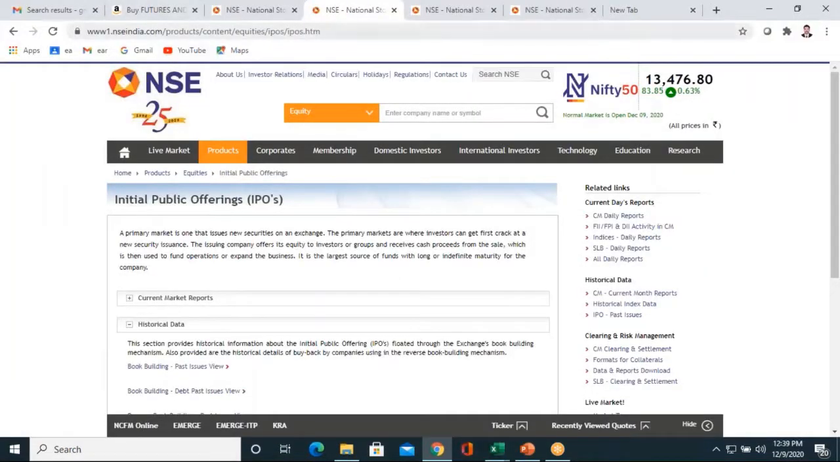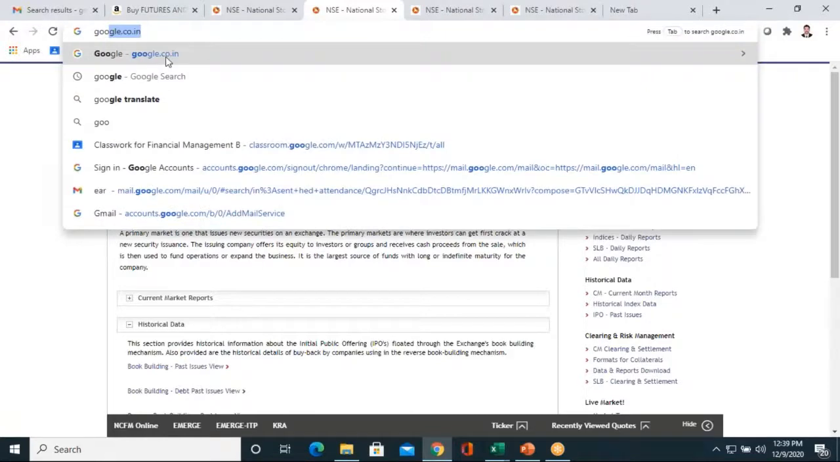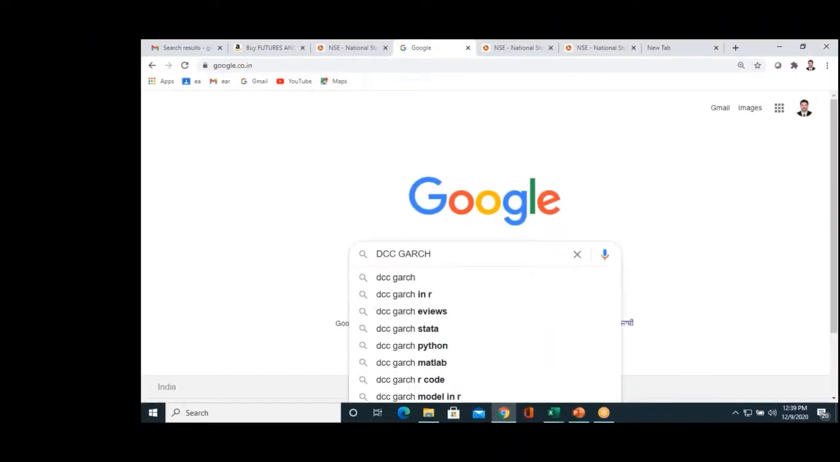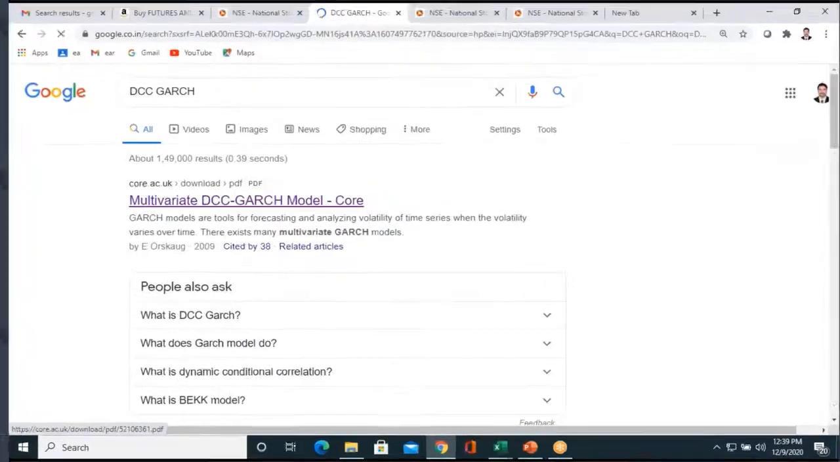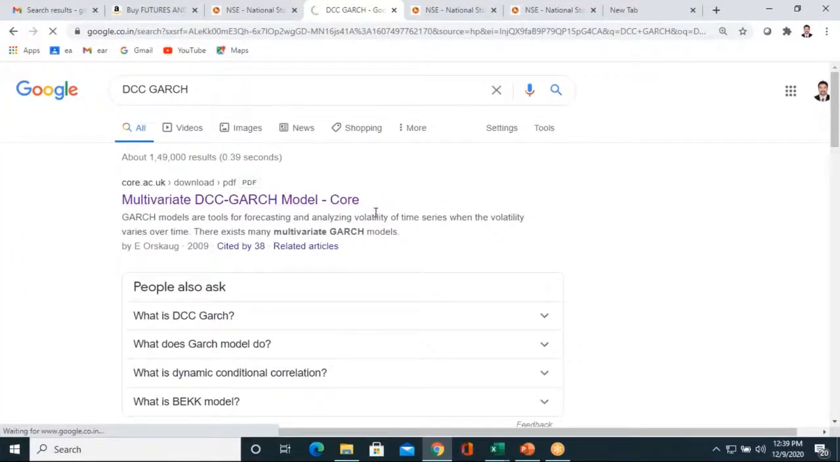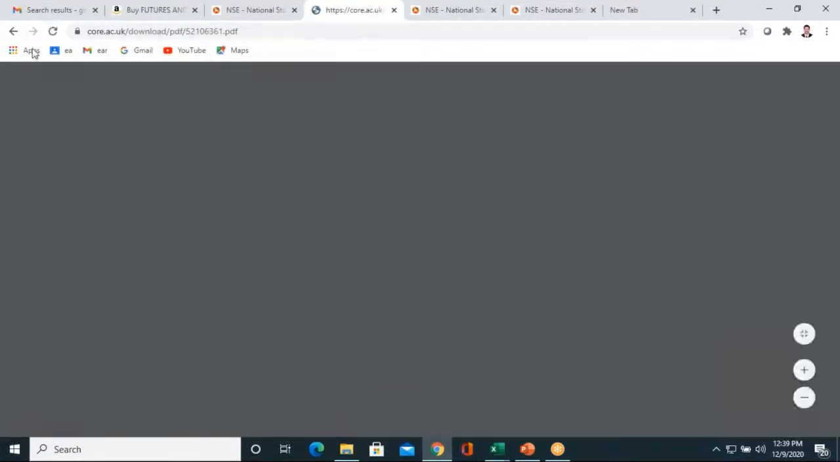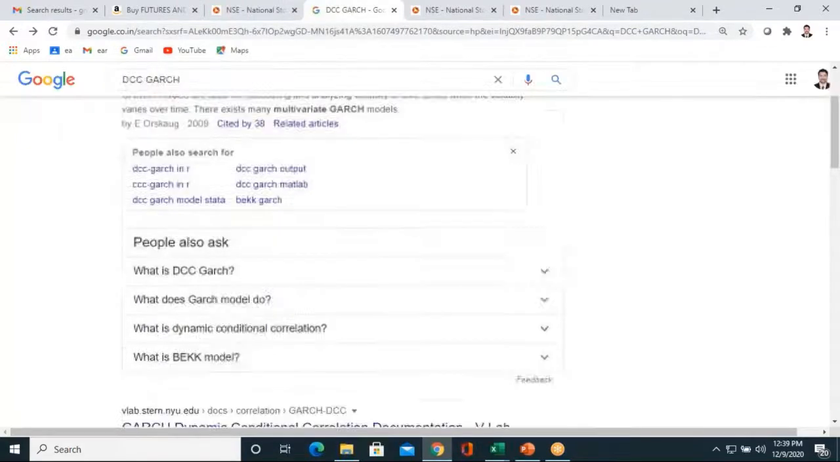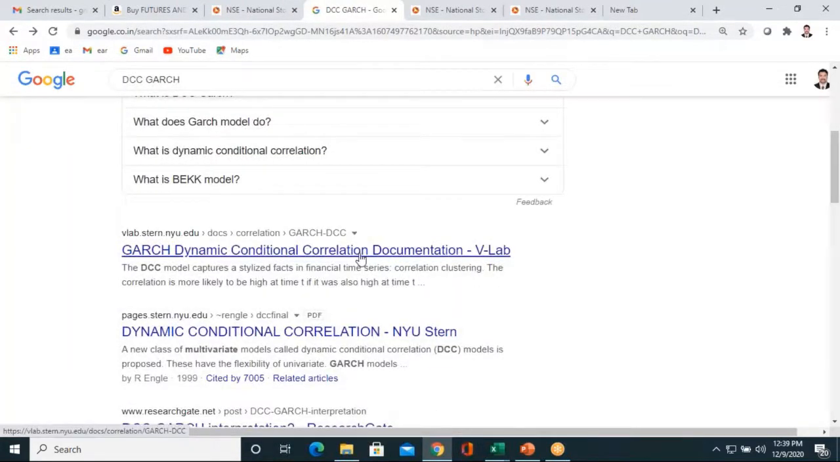DCC GARCH, okay, that is multivariate GARCH, where you will have multivariate models, I mean, independent variables in your model. And you can use it. It's not that easy, it's really complicated. That is dynamic conditional correlation.